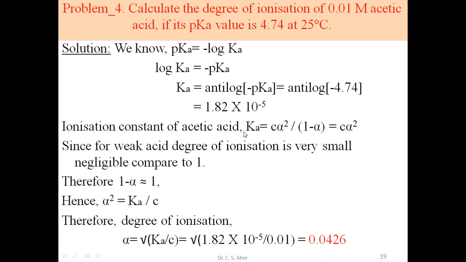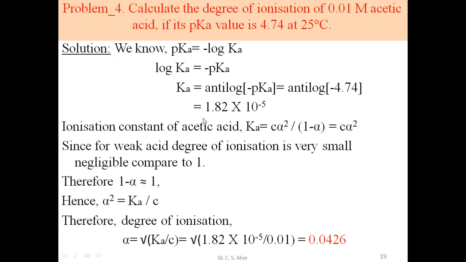For the ionization constant of acid Ka, we know the formula: it is equal to C into alpha square upon 1 minus alpha. We consider this ratio as C into alpha square. Why? Since acetic acid is a weak acid, its degree of ionization is very small, negligible compared to 1. So 1 minus alpha is nearly equal to 1, and hence the equation becomes Ka is equal to C into alpha square, and thus alpha square is equal to Ka upon C.